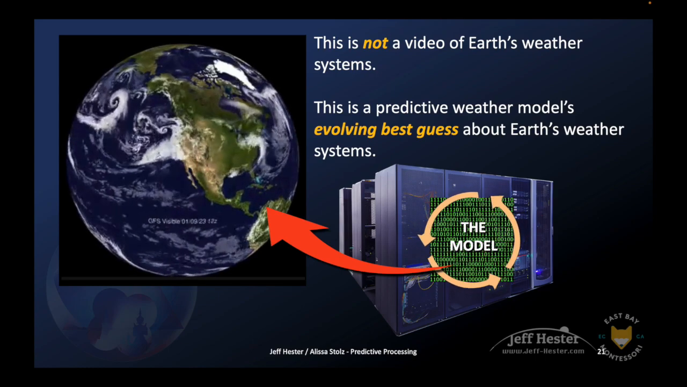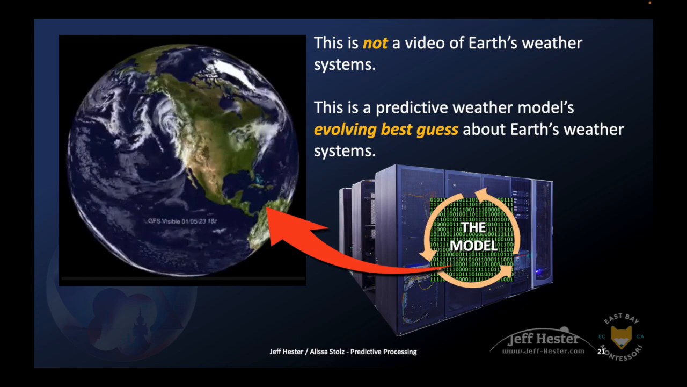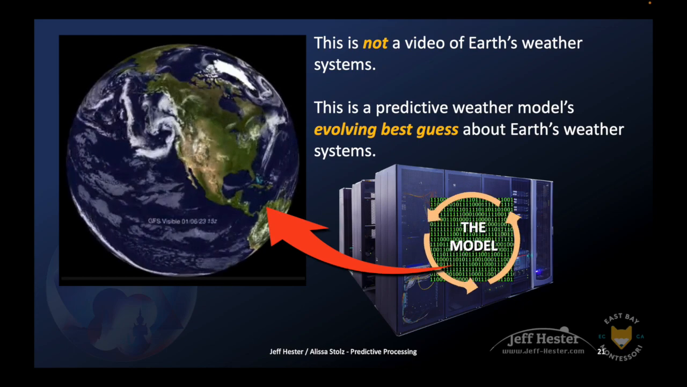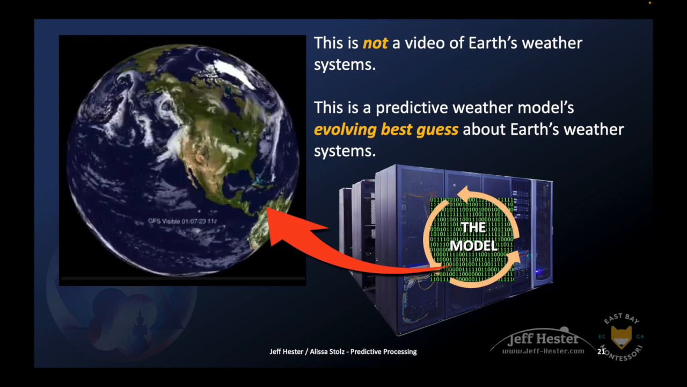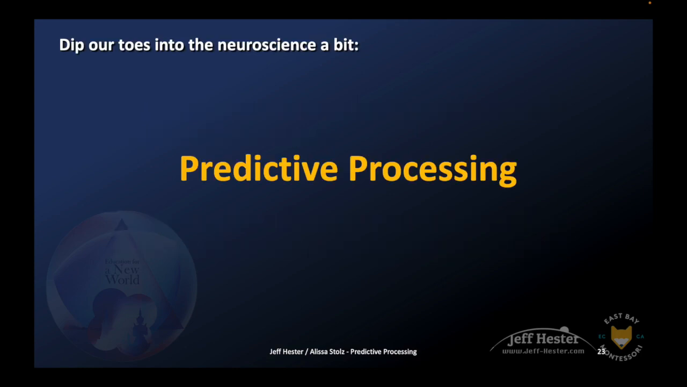What we perceive is not the world directly, but rather what we perceive is our brain's evolving best guess about the world and what's happening. Your perceptions do not show you what's really happening around you. In fact, your perceptions show you your brain's evolving best guess about what's happening around you. You might want to pause the video for a minute and think about it, because this is a deep, maybe kind of difficult idea, but it's profound. It changes the way we think about our experiences.